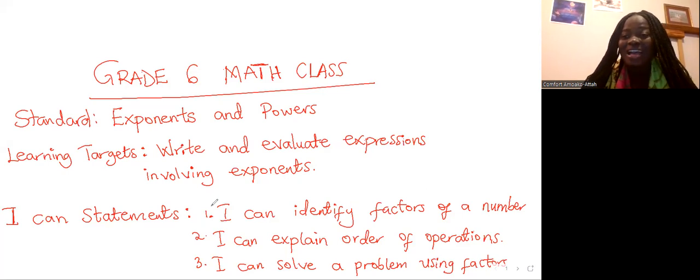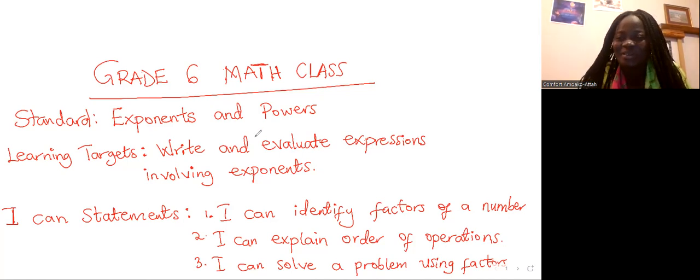Now let's have a look at what we are going to learn for today. So for today, we are going to learn about exponents and powers. Now let's look at our learning target for this lesson. That is, write and evaluate expressions involving exponents. So write these in your agenda books.